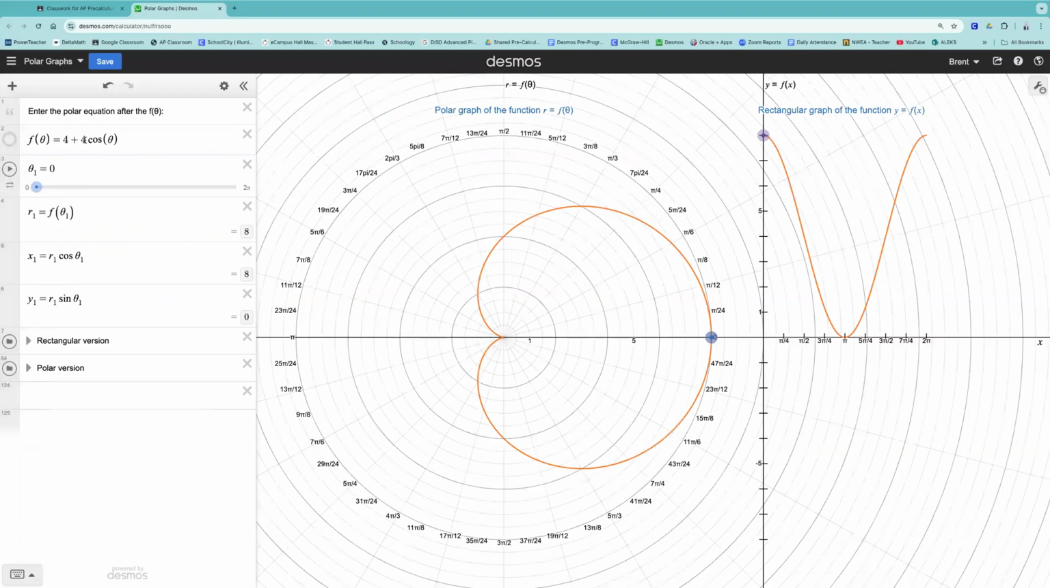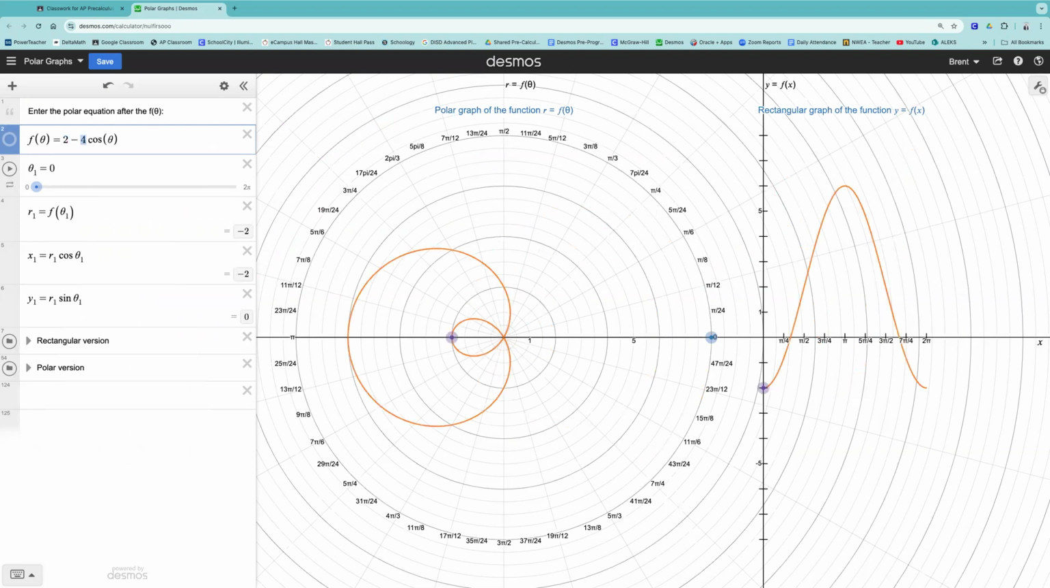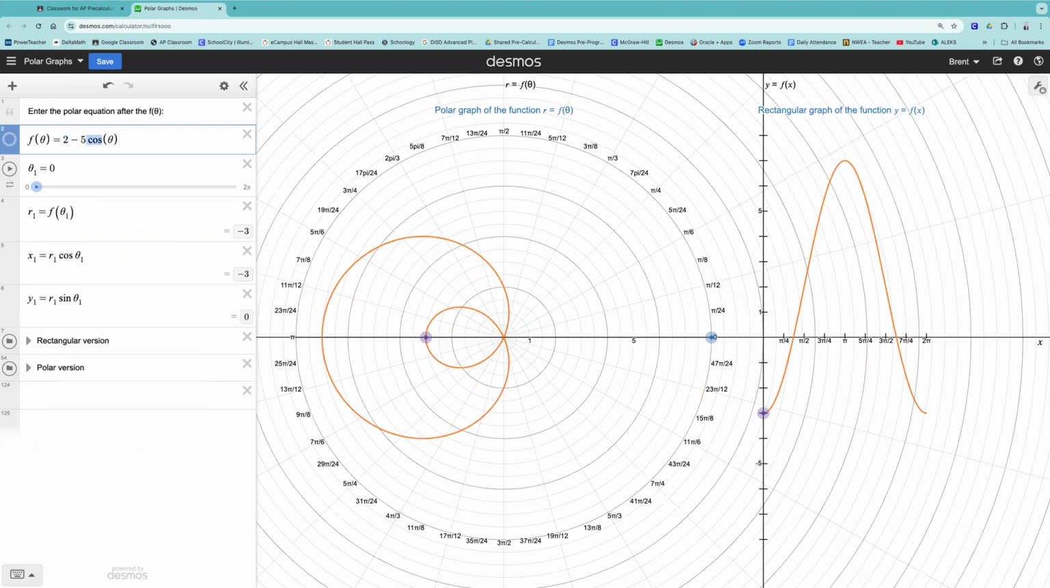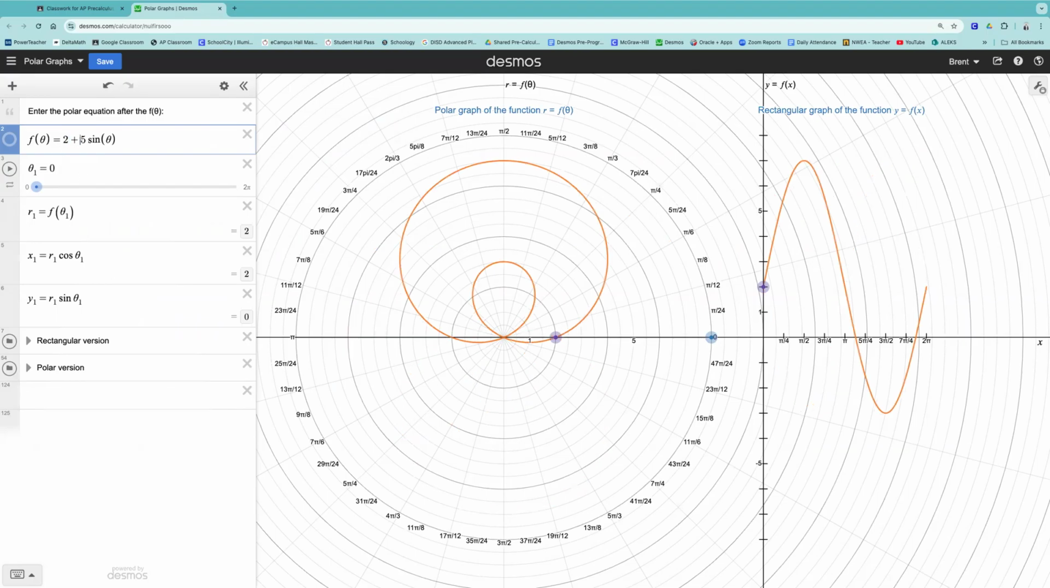What was our equation again? 2 minus 5 sine x. There it is. That's what the graph looks like. I told you it's called a snail. If I flip it around the other way by making it a positive 5, you see how it kind of looks like a snail shell?